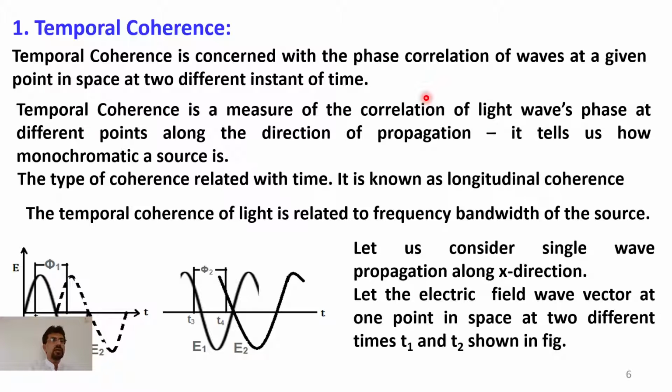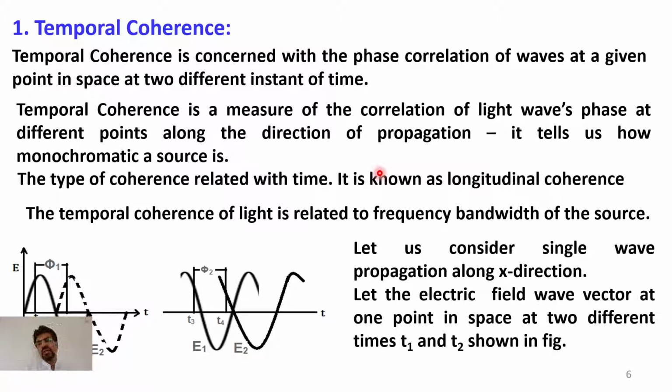That means when the waves are propagating along the same direction, the temporal coherence gives the phase correlation of the waves at a given point in space at two different instants of time. The temporal coherence is also a measure of the correlation of the light wave's phase at different points along the direction of propagation.